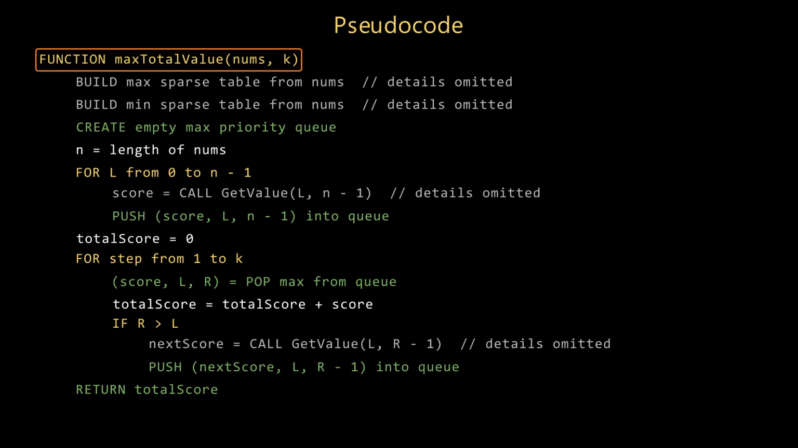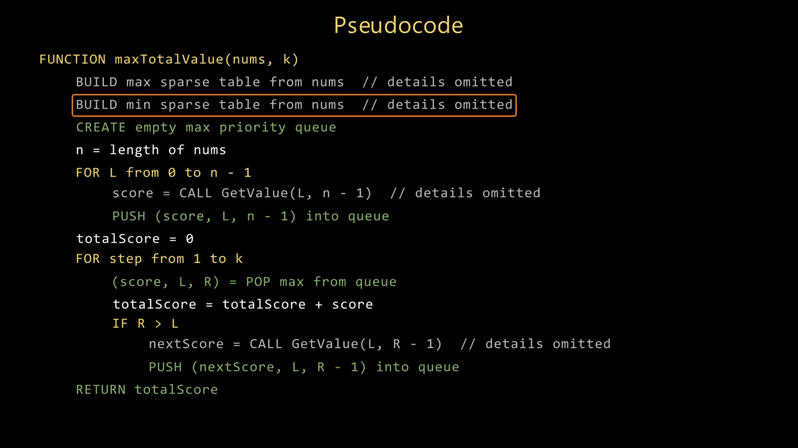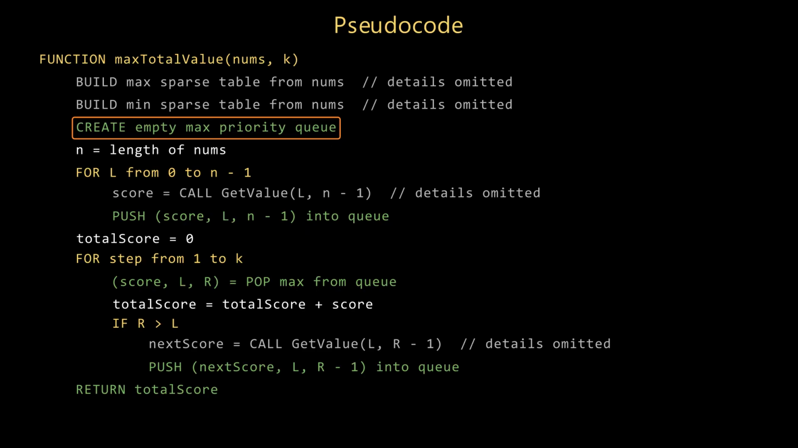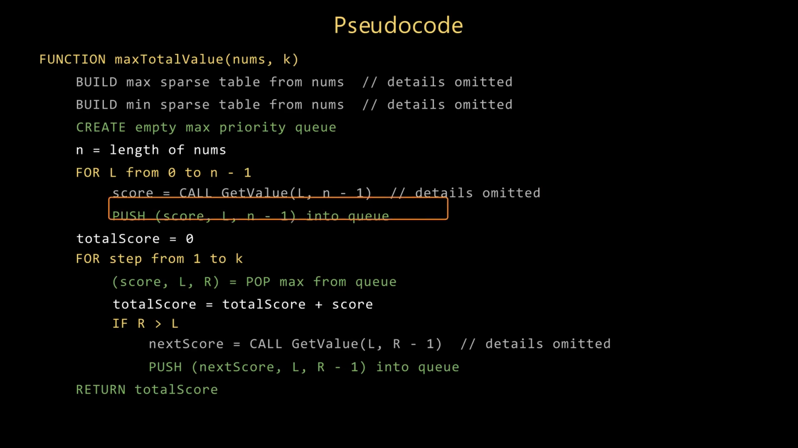Function max total value, given nums and k, return the maximum total subarray value. Assume a max sparse table is already available, we skip that build here. Same for the min sparse table, details are omitted. Create an empty max priority queue. Let n be the length of nums. Loop over every possible left boundary L. Call getValue on the widest window, details omitted. Push that score with its left and right indices into the queue.